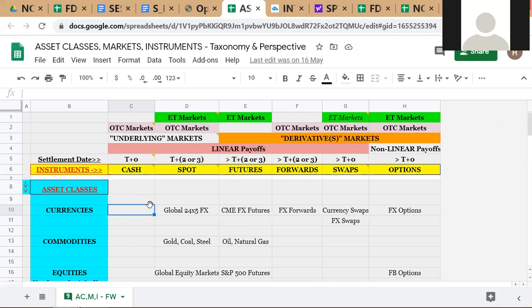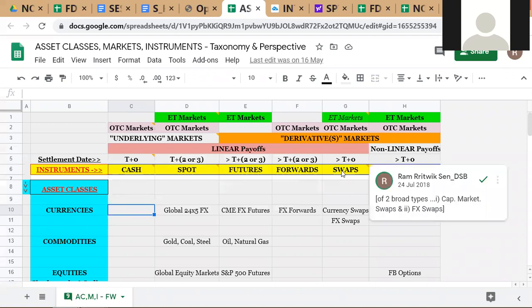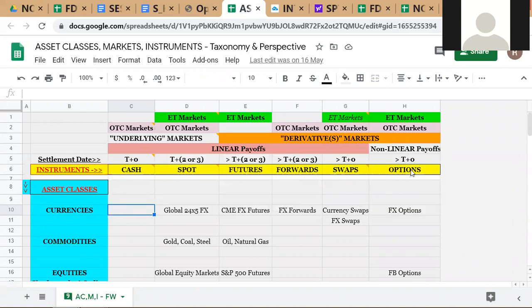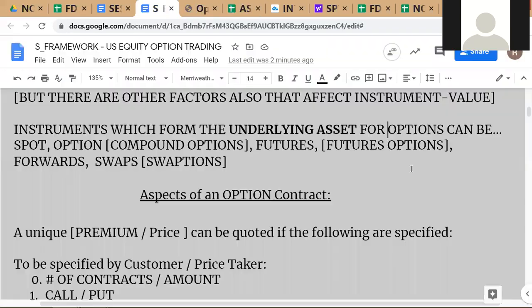Well, they could be anything. Usually you don't have them on cash because there's no time, it has to settle immediately. But the underlying asset could be spot, it could be futures, it could be forwards, it could be swaps, okay? It could even be options. That's what it says here. In this case, when the underlying asset is an option, it's a compound option.